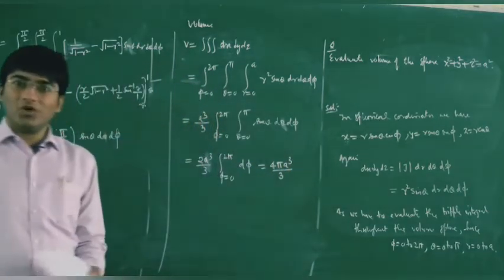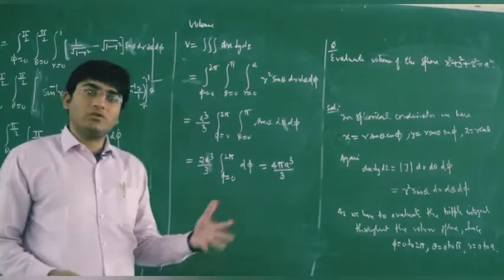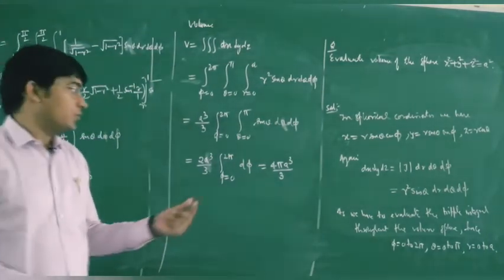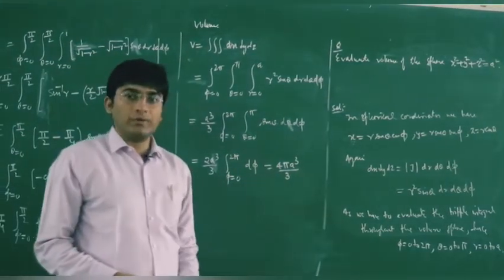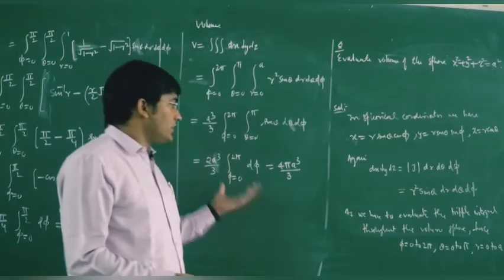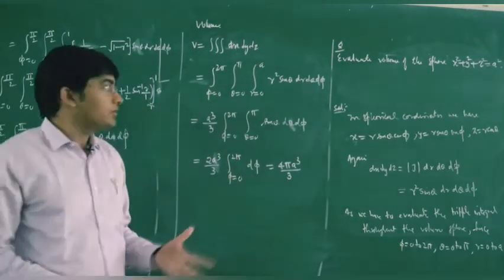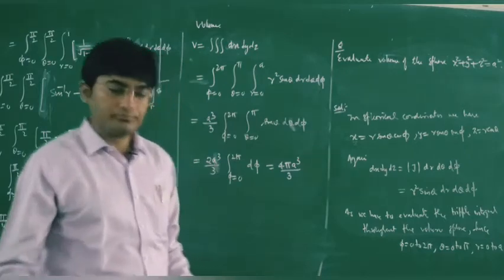So this is the volume of the sphere, which is equal to 4 upon 3 pi r cube, where r is the radius of the sphere. So in a similar fashion, we can find the volume of other solids.